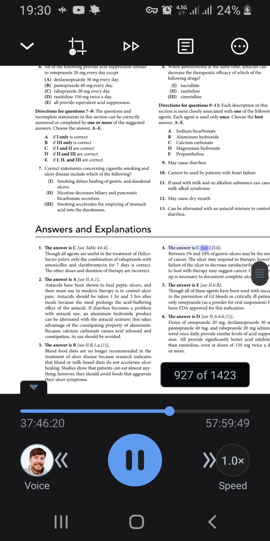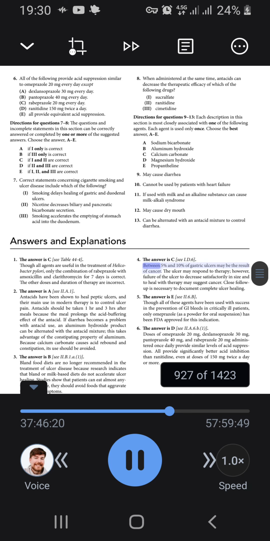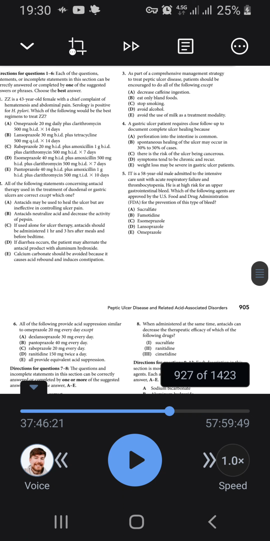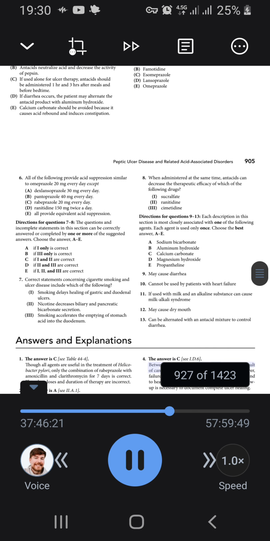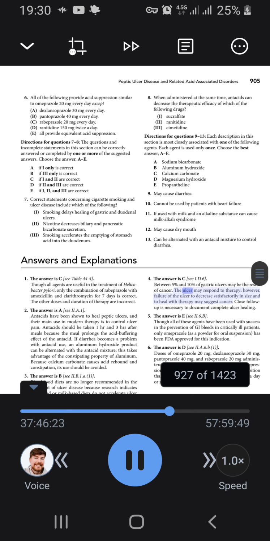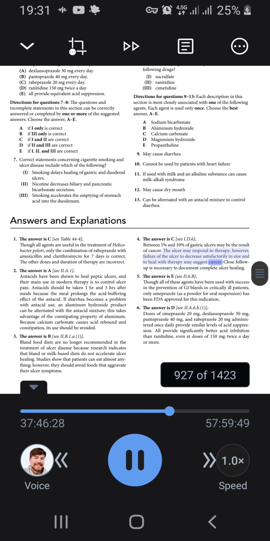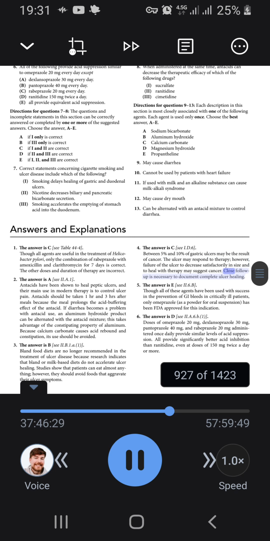4. The answer is C. Between 5% and 10% of gastric ulcers may be the result of cancer. The ulcer may respond to therapy. However, failure of the ulcer to decrease satisfactorily in size and to heal with therapy may suggest cancer. Close follow-up is necessary to document complete ulcer healing.